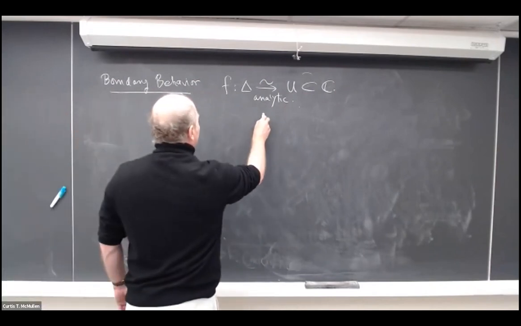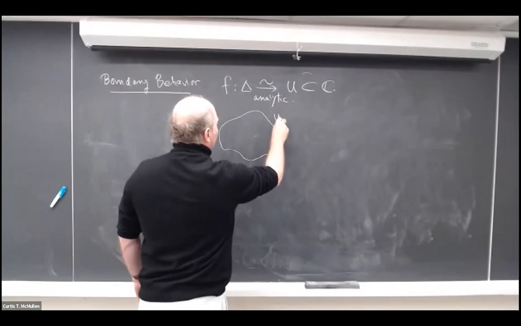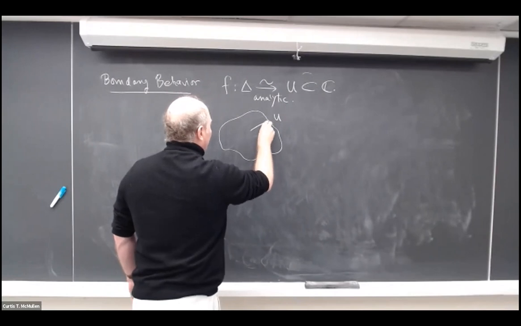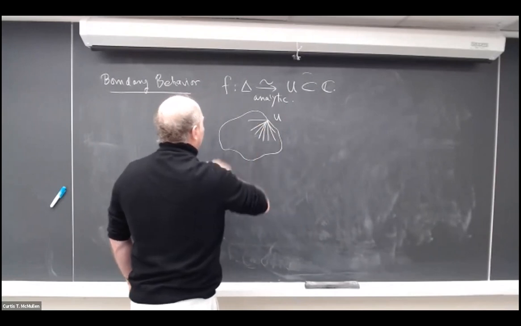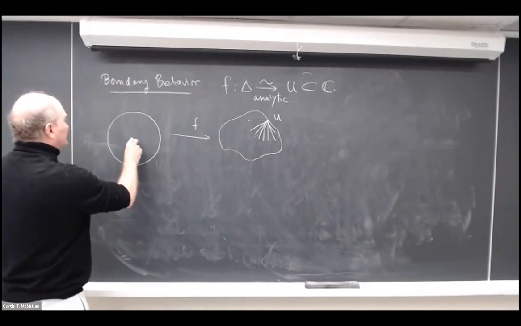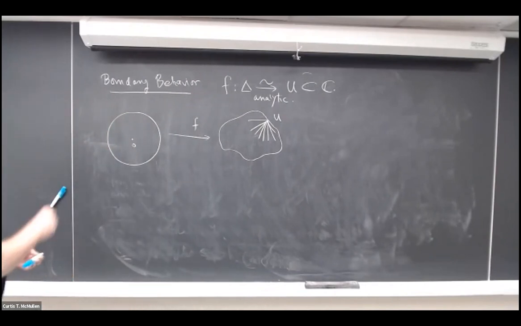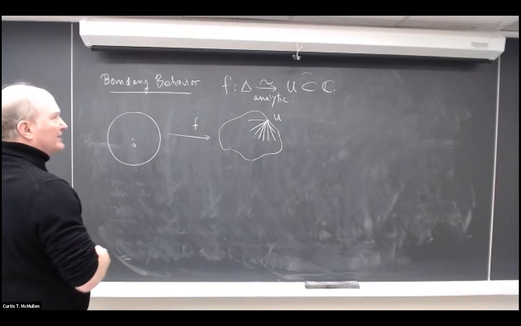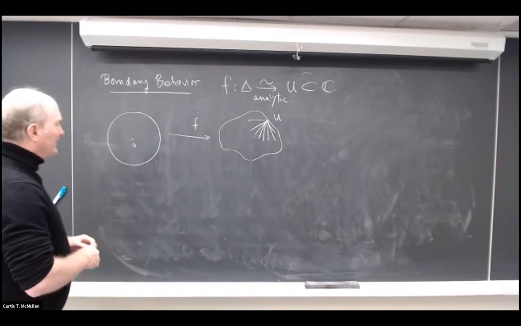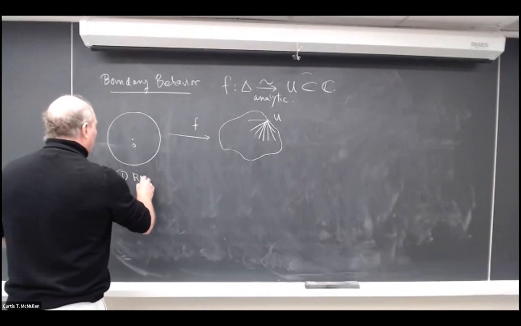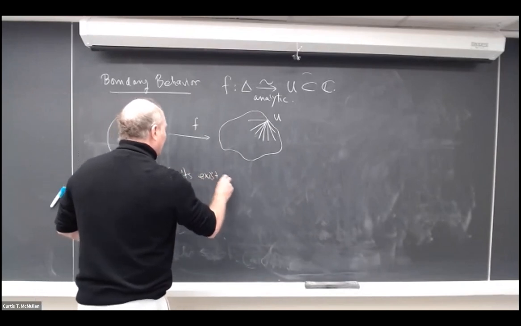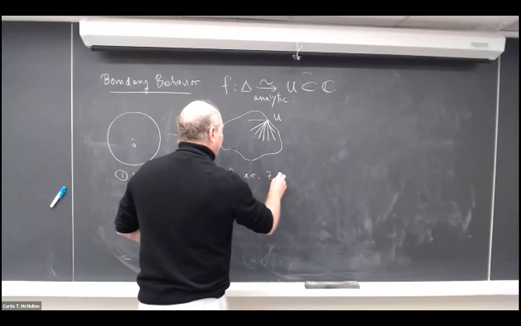And just for simplicity, I'm going to pretend that U is bounded, but it might be pretty wild. It might have some of these strange non-locally connected behaviors going on, etc. Just to give you a concrete picture in mind. So the first thing that we can assert, which doesn't have anything to do with the nature of this target domain U, is that the radial limits exist for almost every z in S^1.